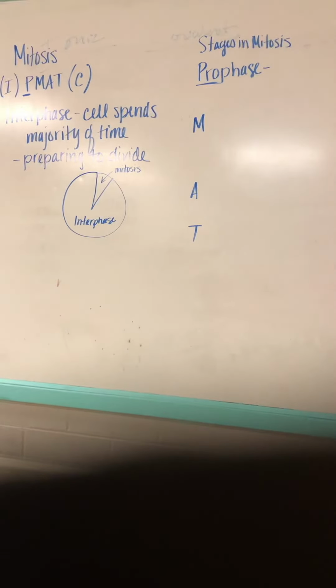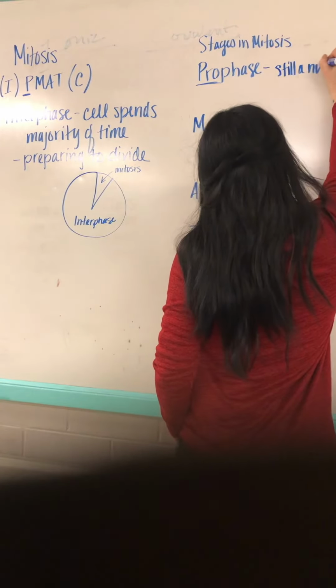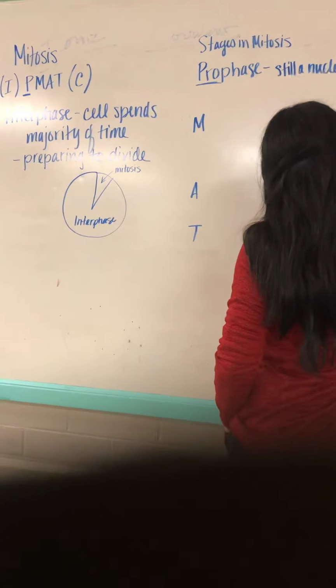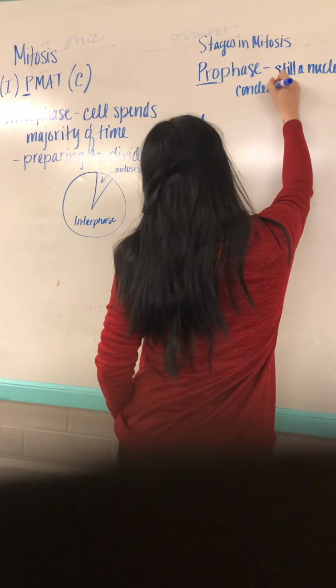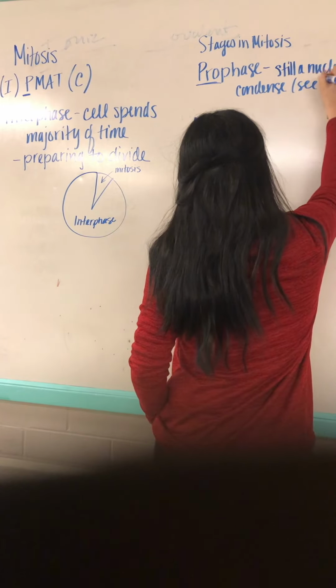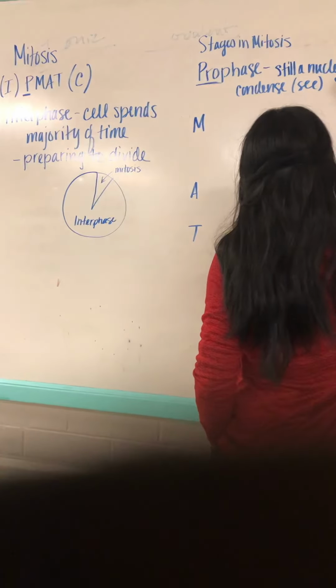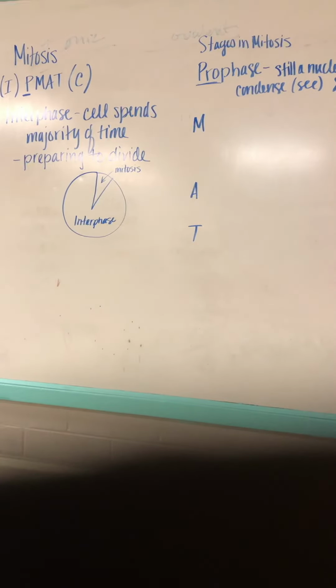Okay, so in prophase, there's still a nucleus. And the chromosomes start to condense. You can see the chromosomes. Does anybody know what a chromosome looks like? It looks like an X. So it's just kind of those little blobby looking eggs. So you can start to see the chromosomes condense, which just means that they're coming together. You can see them in this phase, and there's still a nucleus.